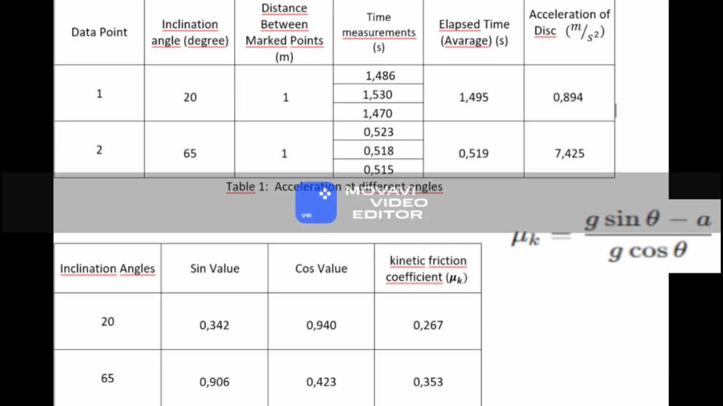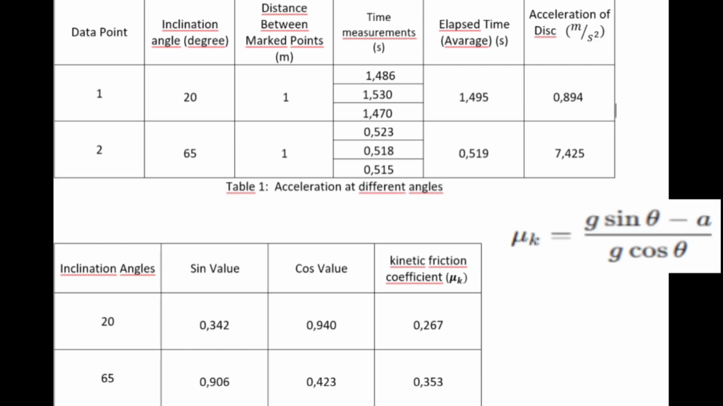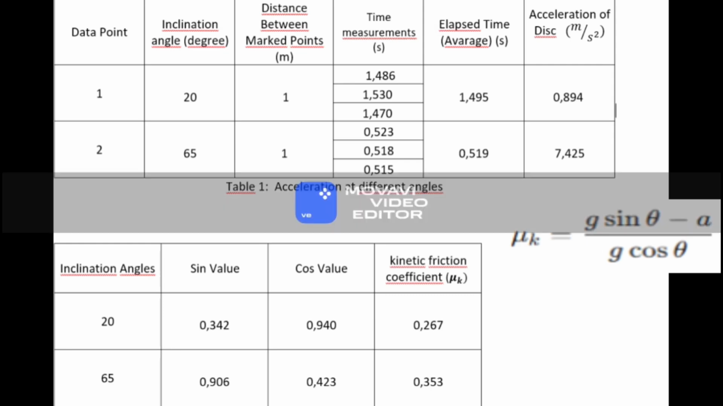The final stage of the experiment is making the calculations. When we insert our values into the equation we derived at the beginning, we find two very close coefficient values, 0.267 and 0.353. There is an approximately 24% error between these values.